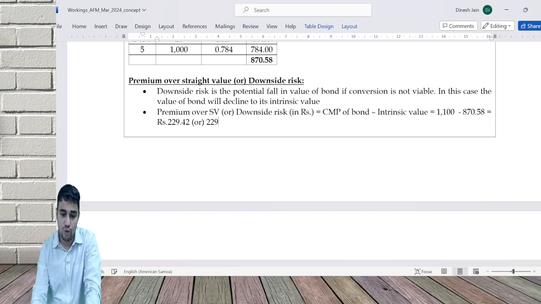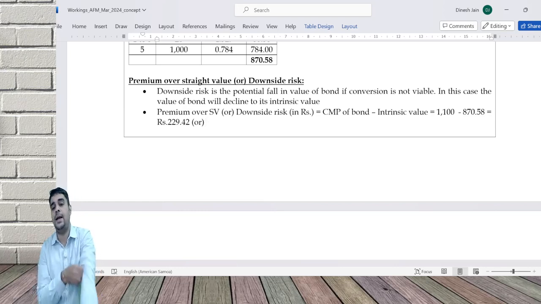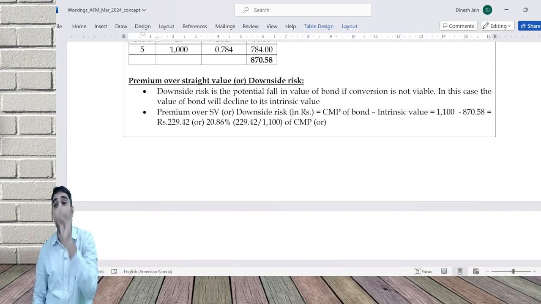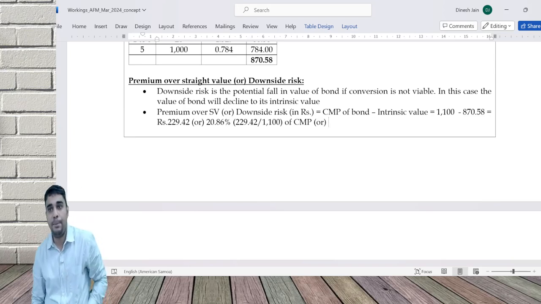So next is 229.4, tell me the percentage. 229.42 divided by 1100 into 100, 20.86 of current market price. That is, the current market price can fall by 21%. Be mentally prepared. Your current market price can fall by how much? 21% if the conversion is not happening. If the conversion is not happening, be mentally prepared to have a loss of 21%.